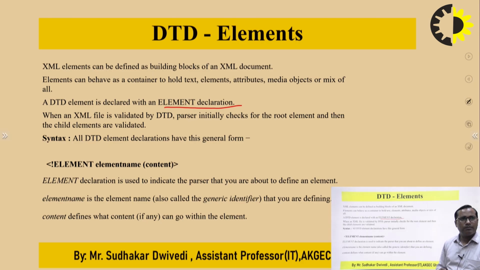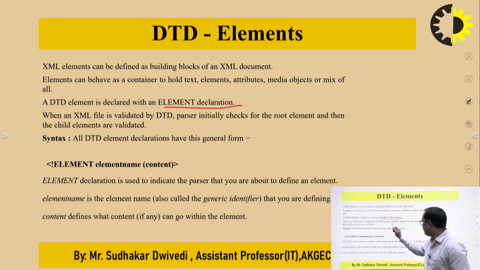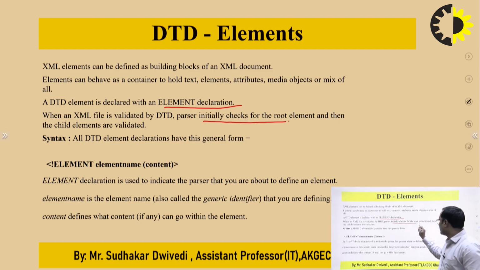When an XML file is validated by a DTD, the parser first checks the root element, what the root element is, and then the child elements are validated.